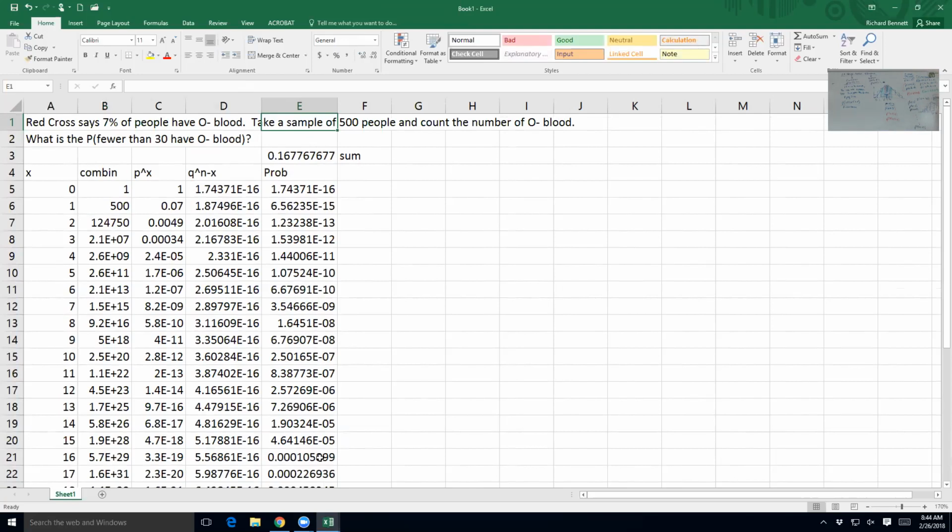I'm going to add a half to the 29, because it said fewer than 30, so you always want to make it an equals in here. And then you're going to add a half, according to my table here. So we're using this one here. Okay? It's going to be fun.